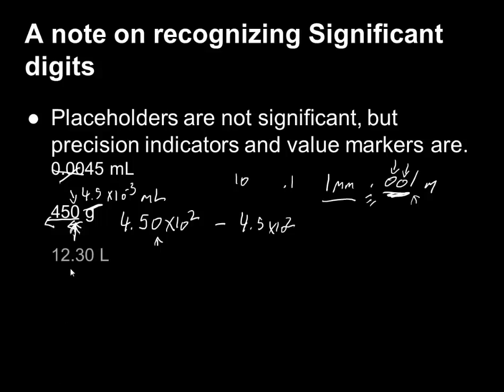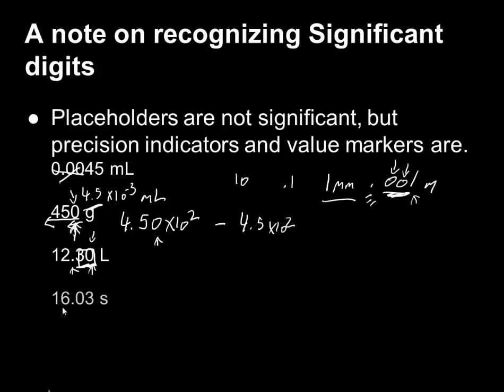If we take a look at another example, this 12.30 liters, this 0 is significant, and that's because it trails this decimal point. That is, it's after a decimal point and after a number after the decimal point. So it's telling me it's not 12.31, it's not 12.29, it is 12.30. It is indicating the value of the hundredths place. Otherwise, there would be no reason to put it there.